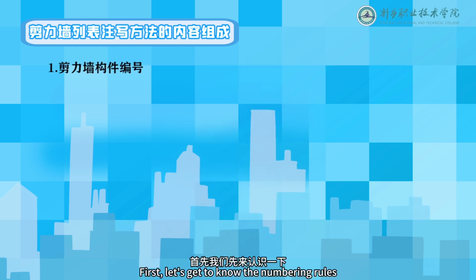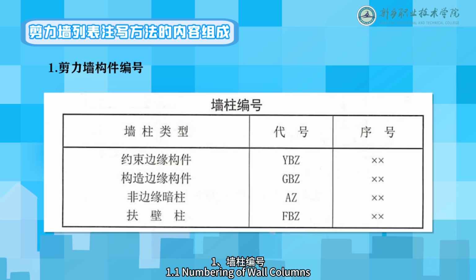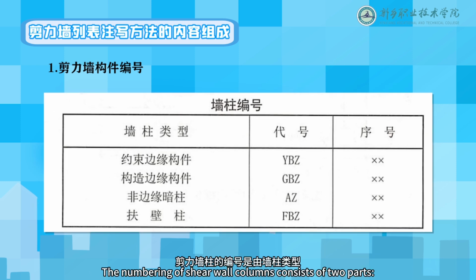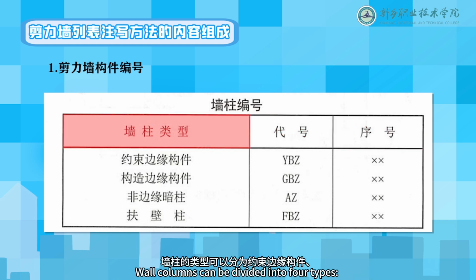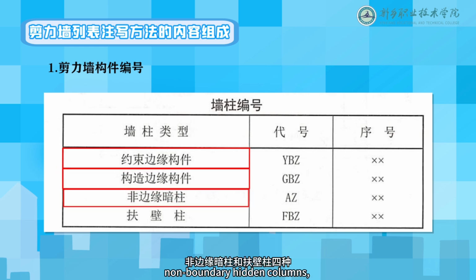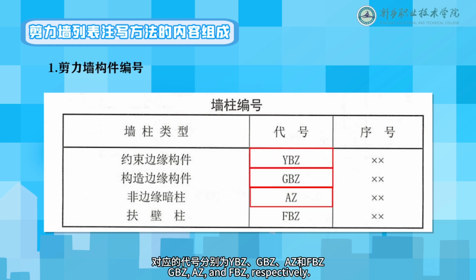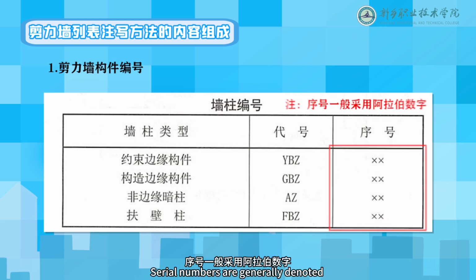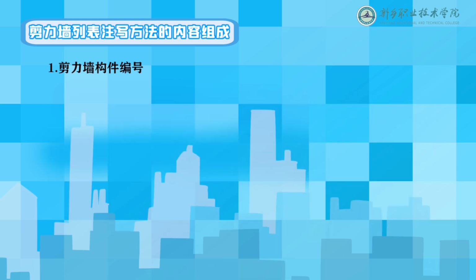First, let's get to know the numbering rules for the three types of components in shear walls. 1.1 Numbering of wall columns. The numbering of shear wall columns consists of two parts: the type code and the serial number. Wall columns can be divided into four types: constrained boundary elements, constructional boundary elements, non-boundary hidden columns, and buttress columns. Their corresponding codes are YBZ, GBZ, AZ, and FBZ, respectively. Serial numbers are generally denoted using Arabic numerals, for example, YBZ1.